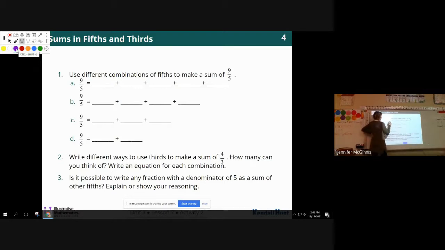Let's go up for 2, 2/5, then 1/5, 1/5, 1/5, 1/5. That's 2, 3, 4, 5, 6. You have 2, 3, 4, 5 fifths. How many more fifths do you need to make 9/5? 4/5. Good job. That's what we would put there.